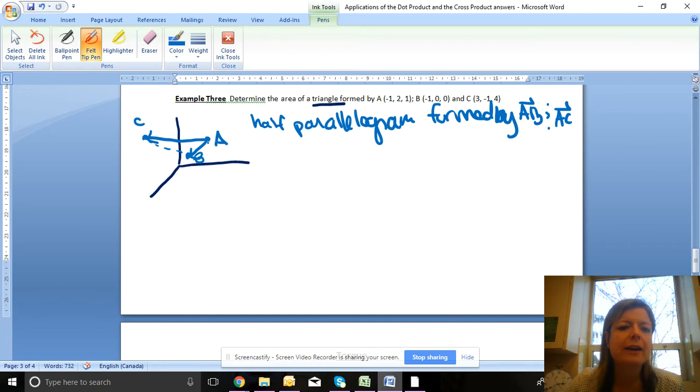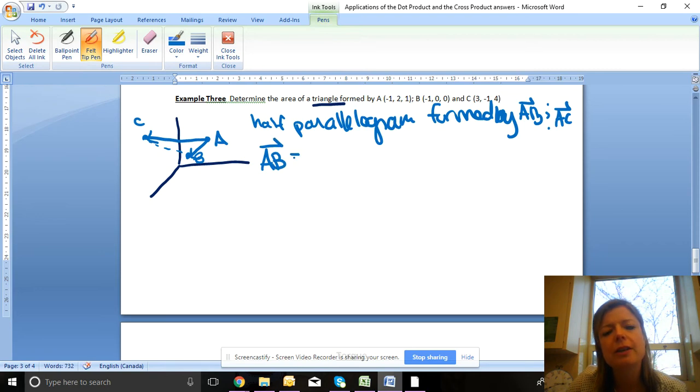So if we can find the area of the parallelogram formed by AB and AC, we just cut that in half, and that is the area of this triangle. Okay, you could also do BA and BC or CA and CB. It doesn't matter. You just have to pick two vectors that would work. So I picked AB and AC. So we actually have to find AB and AC first.